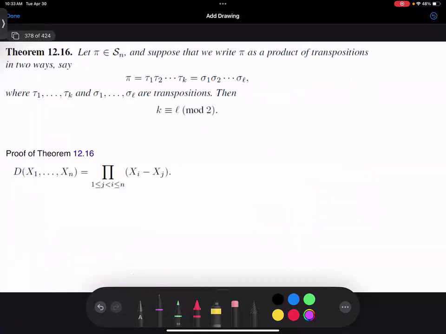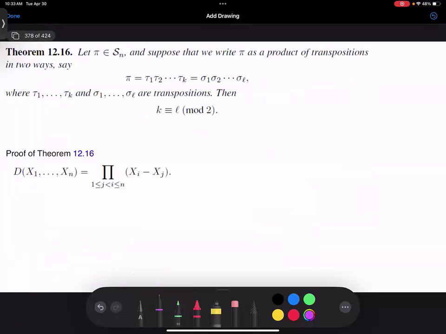And so it turns out that the theorem is that if we can write pi as a product of transpositions in two different ways, then the number of terms in the products are either both even or both odd. Or another way of saying it is they have the same parity mod 2. So I can't have an odd and I can't have an even. They both have to be odd or they both have to be even.